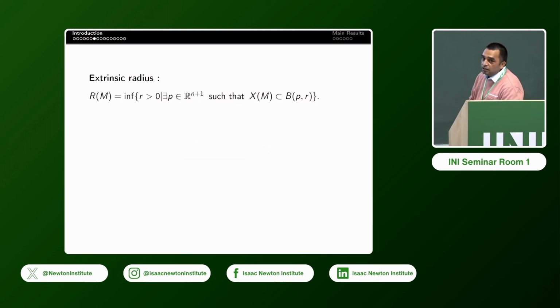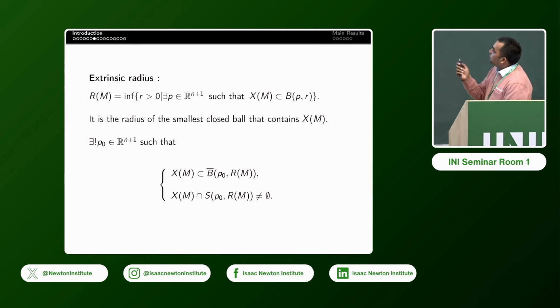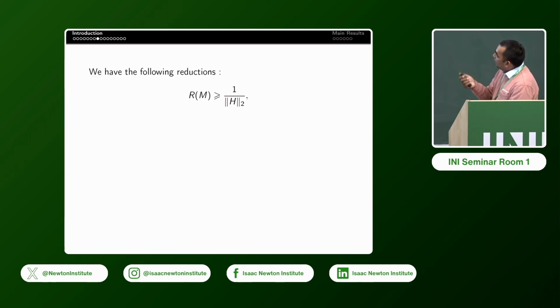Now, there is a third concept that is known as the extrinsic radius. So what is the extrinsic radius? It is the radius of the smallest closed ball that will contain my X(M). You can see that due to the compactness property, there will exist a unique point in Euclidean space such that it will satisfy this condition. So due to this extrinsic radius concept, again we have this type of inequality: the extrinsic radius of the hypersurface is greater than or equal to 1 by the L2 norm of the mean curvature vector.